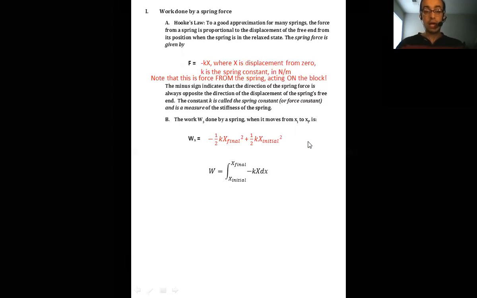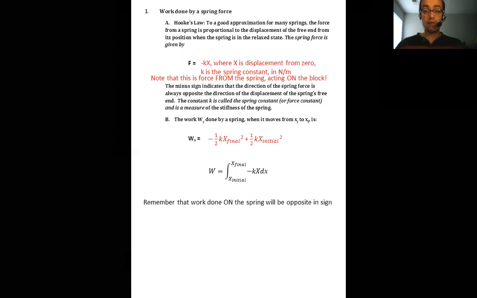If we're looking at work that is done on the spring as opposed to work that is done by the spring, this is going to be opposite in sign. So the force in this case would be plus kx dx, and we would have 1/2 k x final squared minus 1/2 k x initial squared. That's when we're doing work on the spring as opposed to work being done by the spring.